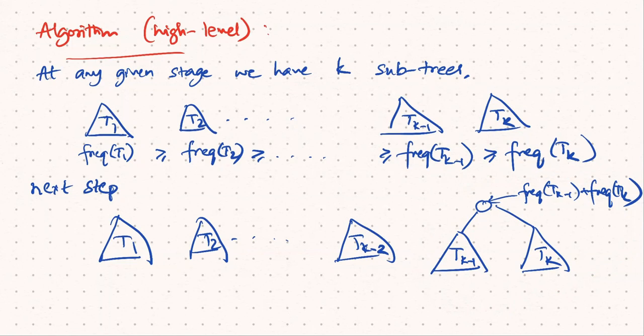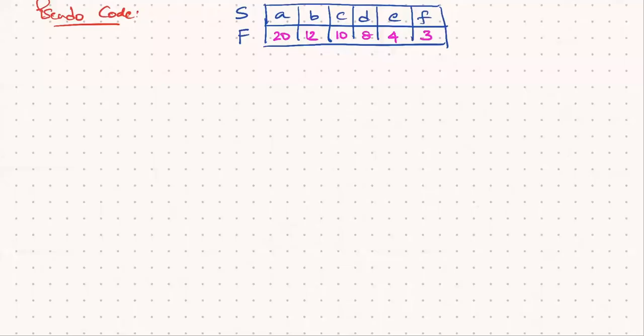Okay, so let's write down the code for this. The input to the problem is a list of symbols, this array or list of symbols S, and we have a list of corresponding frequencies. For each of the symbols, we have its corresponding frequency. Our Huffman encoding would take as inputs these two lists, S and F, the symbol list and the frequency list. And let's just use N as the length of this list. Either of them has the same length.